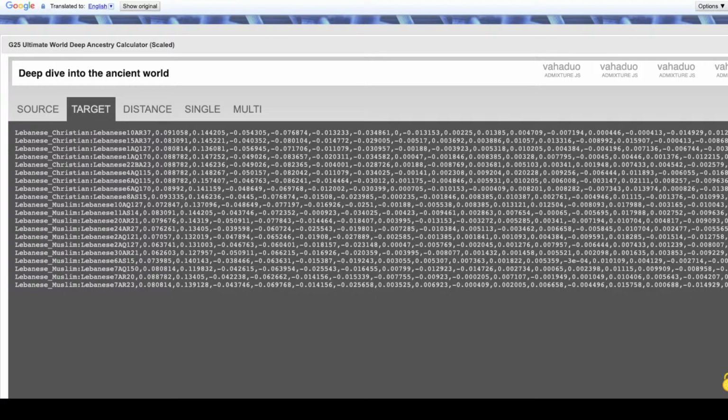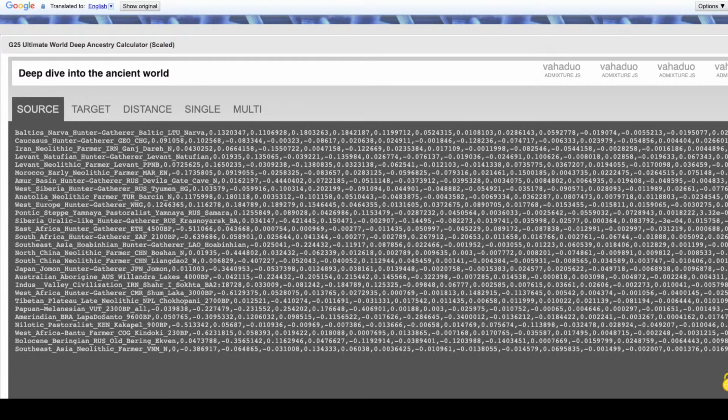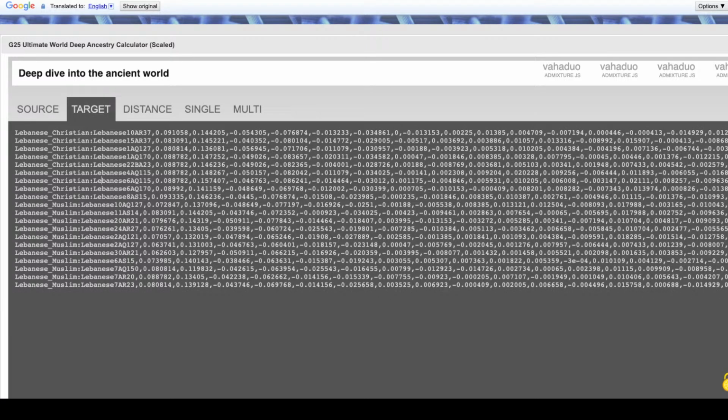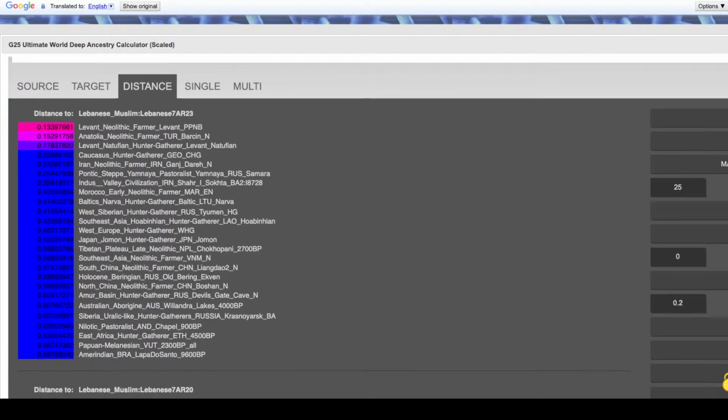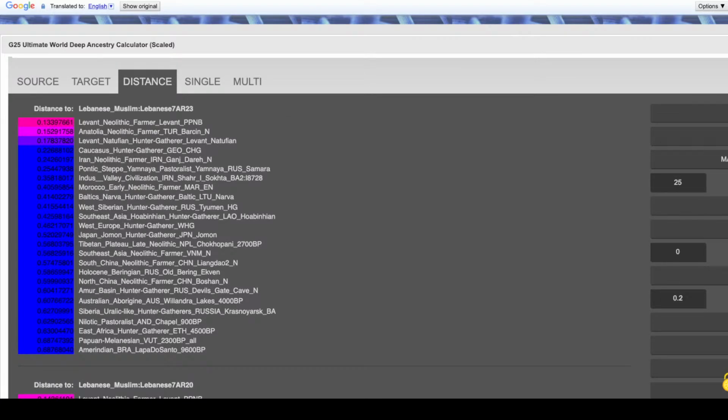Let's do source first. These are your sources. You have Baltics, Caucasus hunter-gatherer, the farmer from the Zagros, Natufians, Levant pre-pottery Neolithic B, Neolithic North Africans, and so forth. Targets are Lebanese Christians and Muslims. As we see, distance shows them being closely related to the Levant pre-pottery Neolithic B.